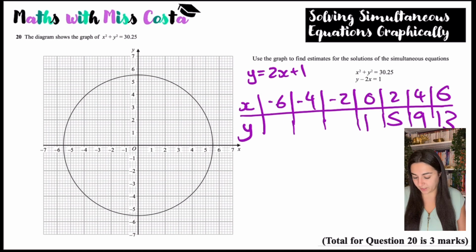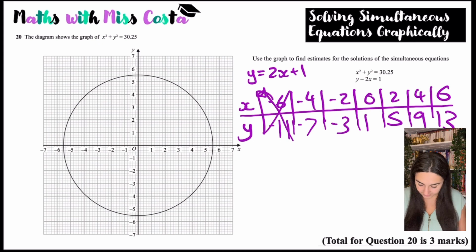There you can see that it's going down in 4s each time, so that'd be minus 3, minus 7 and minus 11. Let's just double check by doing the last digit. 2 times negative 6 is negative 12, plus 1 is negative 1. Perfect. So now let's plot the line. So we've got minus 6, 11. That doesn't appear on it. We've got minus 4 and 7 over here. Minus 2 and minus 3. 0 and 1. 2 and 5. And 4 and 9 doesn't appear.